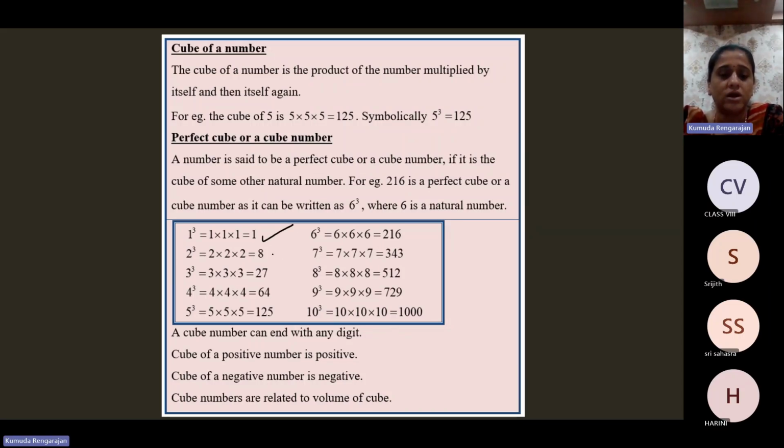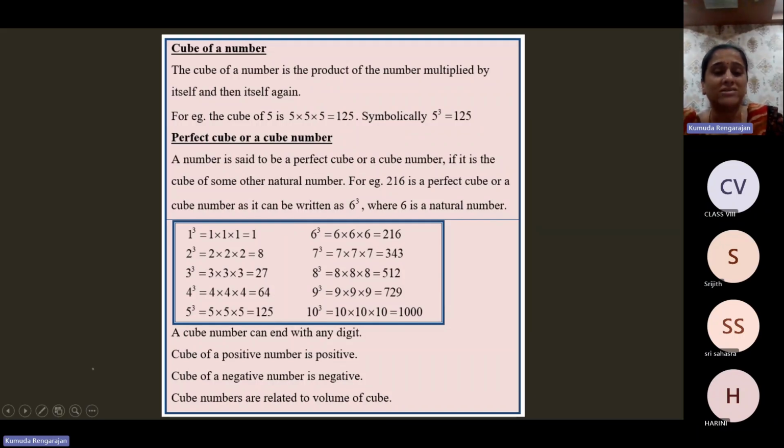1 cubed is 1, 2 cubed is 8, 3 cubed is 27, 4 cubed is 64, 5 cubed is 125, 6 cubed is 216, 7 cubed is 343, 8 cubed is 512, 9 cubed is 729, 10 cubed is 1000.